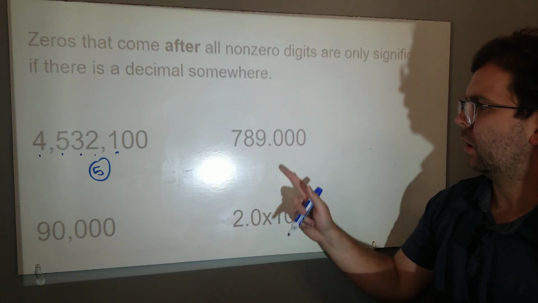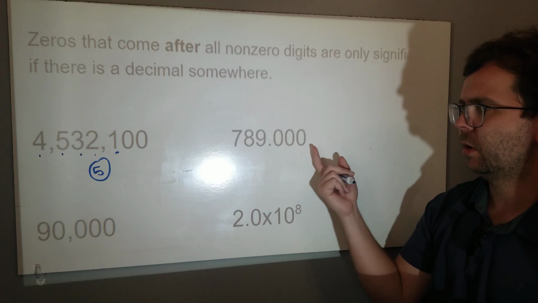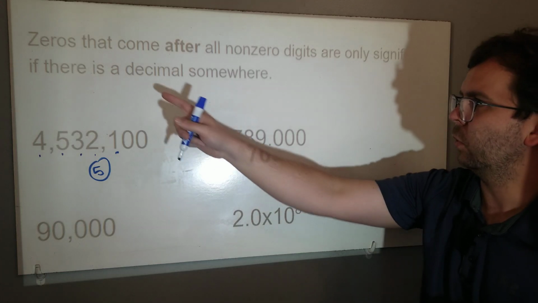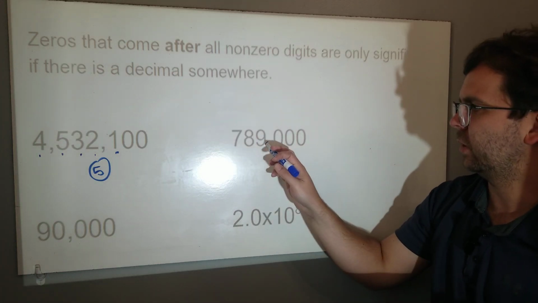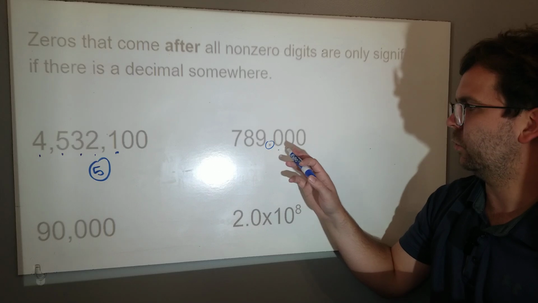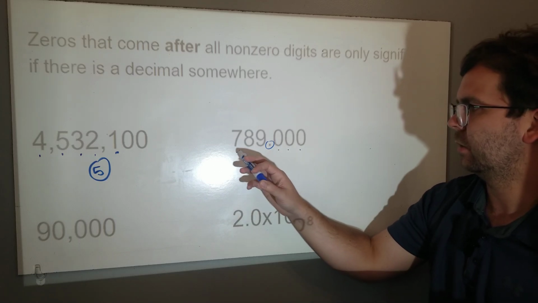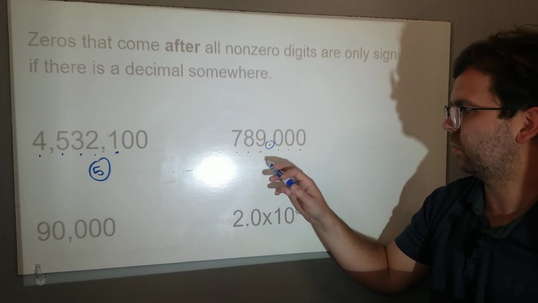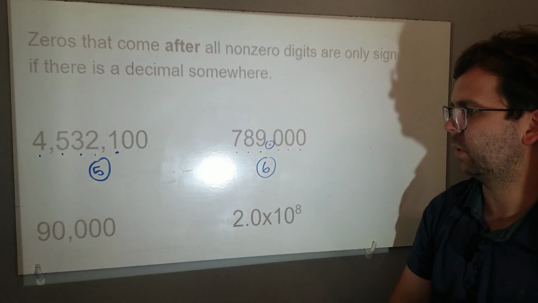789.000. All right, these zeros are coming at the end of the number. Are they significant? Only if there's a decimal somewhere, and there is a decimal right here. So these zeros do count as significant. 7, 8, 9 are also significant, so we have 6 significant figures here.